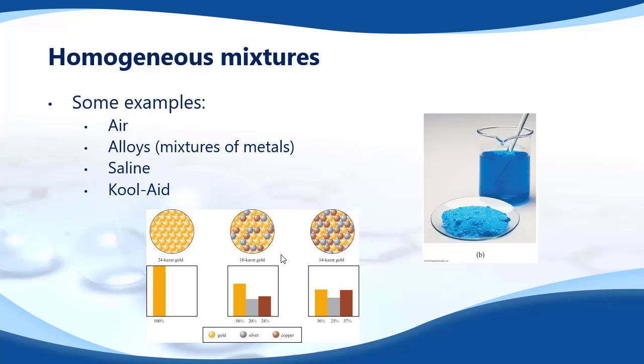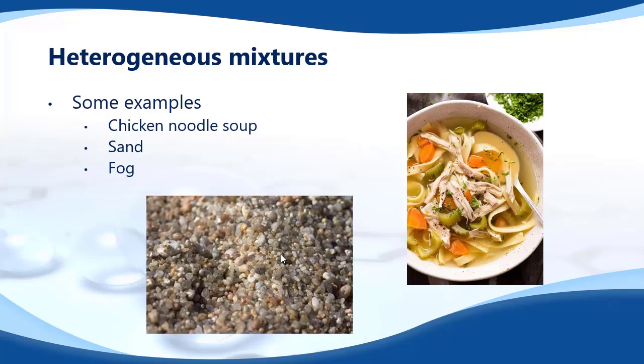For some heterogeneous mixtures, most foods are heterogeneous, right? Chicken noodle soup is a perfect example. If we look at it, you see that the carrots aren't evenly distributed, the chicken isn't evenly distributed. There's like this clump of celery in there in the bottom center, right? So not at all evenly mixed. You have these little concentrations and clumps in there. Sand works the same way, so does fog. There are a lot of examples of each. These are just a couple of them.